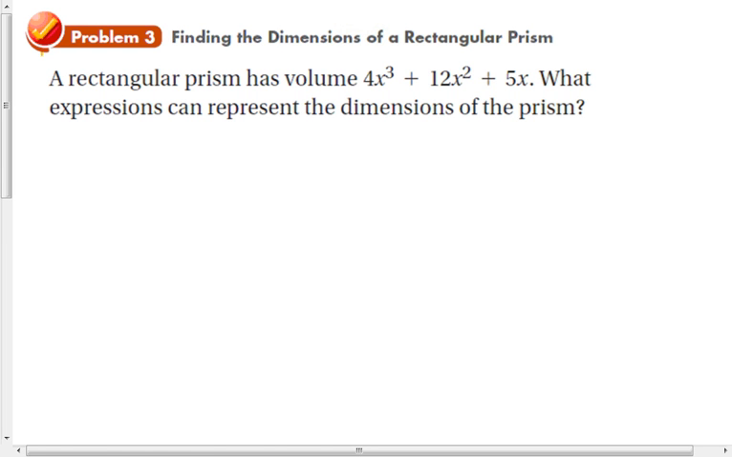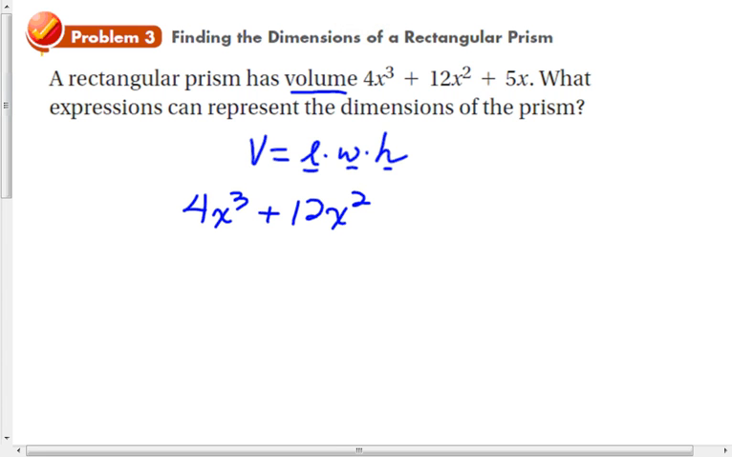All right, finding dimensions of a rectangular prism. A rectangular prism has a volume given by this polynomial. What expressions can represent the dimensions? Remember, volume is length times width times height. So if we could factor it into 3 different things, those would be the expressions to represent the dimensions. So we're going to look for factors of this, and one of the factors is the greatest common factor, which is x. So there's one of the three. And when I factor that out, I get 4x squared plus 12x plus 5.